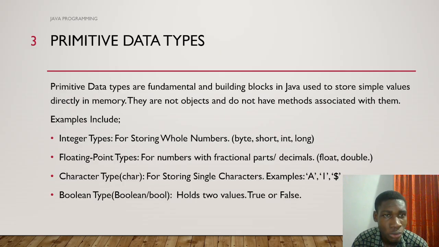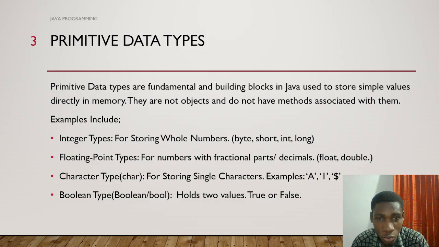Okay, so the primitive data types are the fundamental building blocks in Java, or in any programming language. They're used to store simple values directly in memory. They are not objects and do not have methods associated with them. Examples include the integer types for storing whole numbers: byte, short, int, and long, and the floating point types.